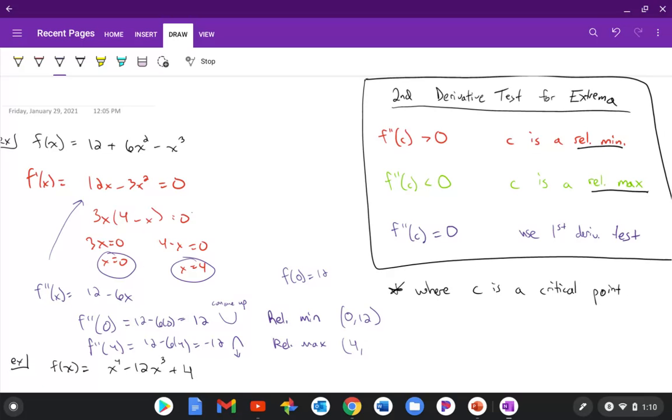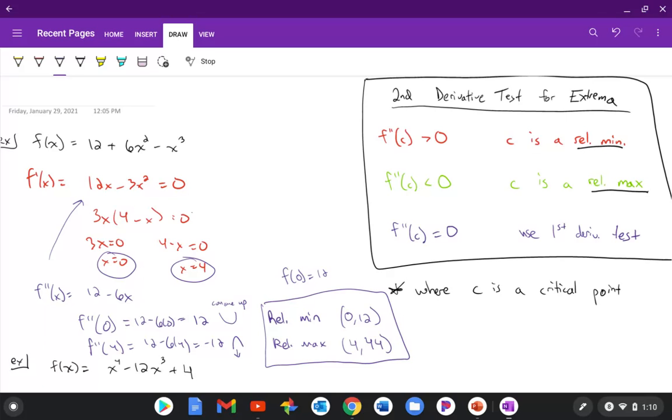Six plus 12 minus 4 to the third. It looks like we get 44. So those are two extrema: (0, 12) for a minimum and (4, 44) for a max. Obviously, just make sure that your max is bigger than your min. That's generally a good thing to happen.